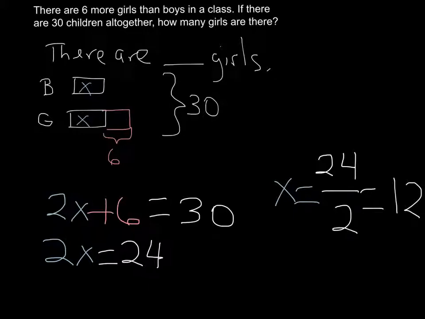So x equals 12. Now let's pay attention to our bar model. 12 is actually the number of boys. But what does our statement say? There are blank girls. 12 is not the number of girls. The girls have 12 in their x unit, plus there are 6 extra girls. So we have 12 plus 6. There are 18 girls. And that is how you set up an algebra equation and then solve it in 2 steps.